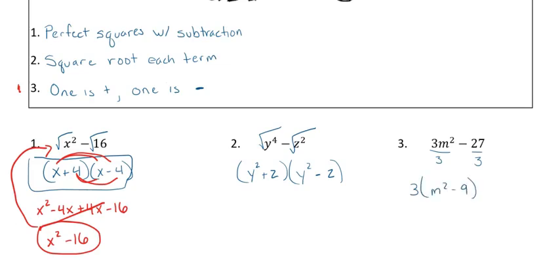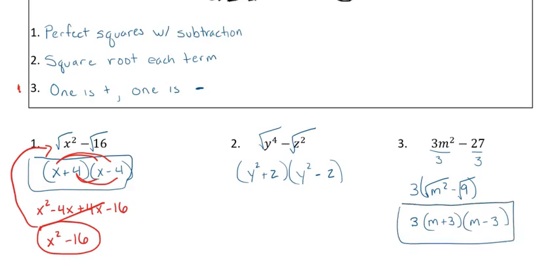Okay, m squared is a perfect square. 9 is a perfect square. So this now I can do my difference of squares. And I'm just going to leave this 3 hanging out outside the whole time. Okay, the square root of m squared is m. The square root of 9 is 3. One set is plus. The other set is minus. And that would be fully factored.